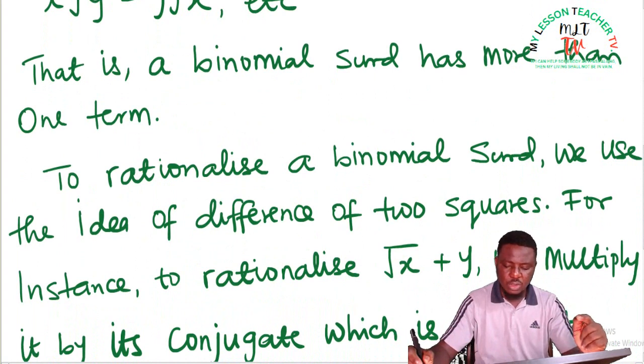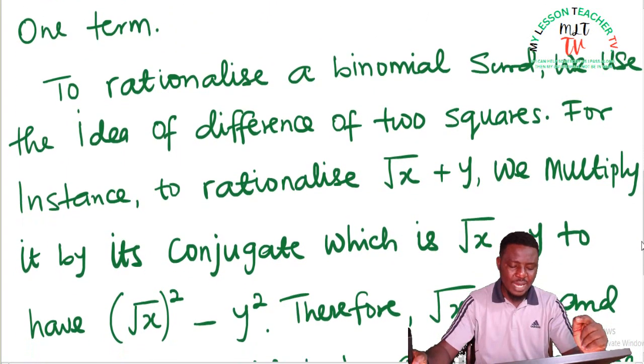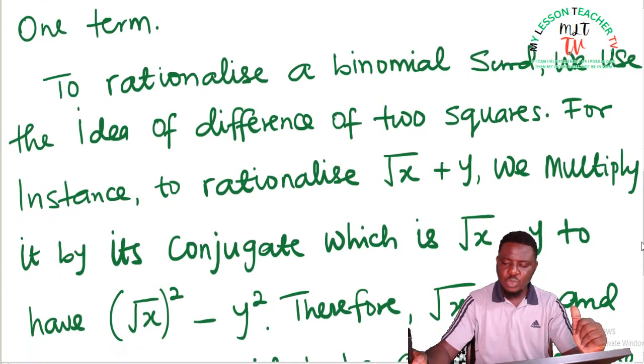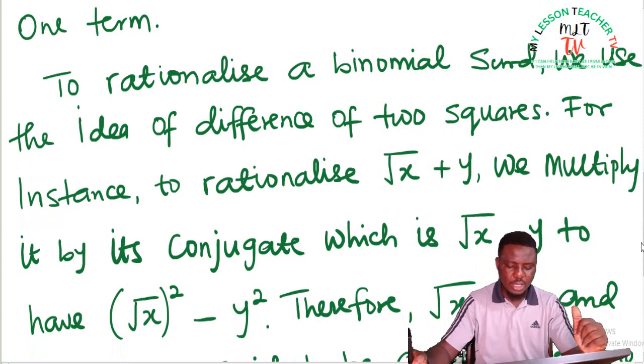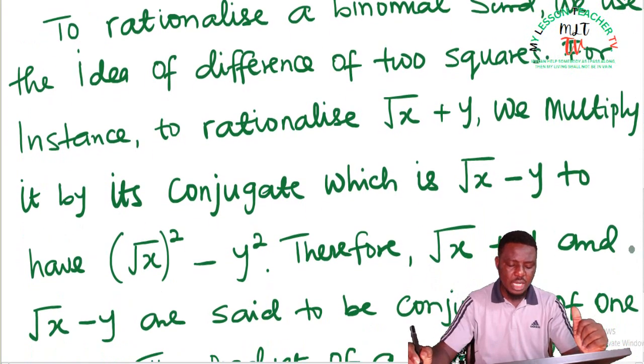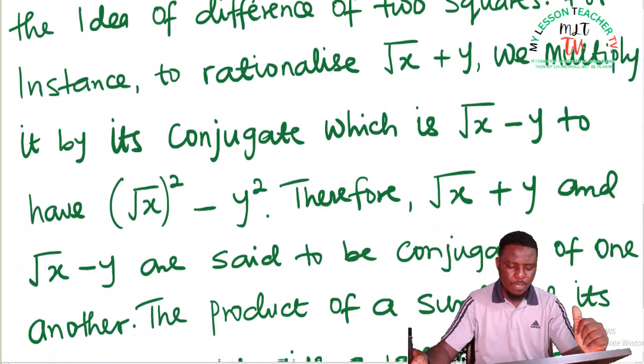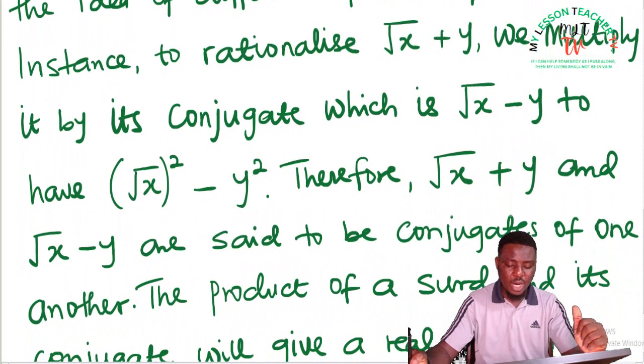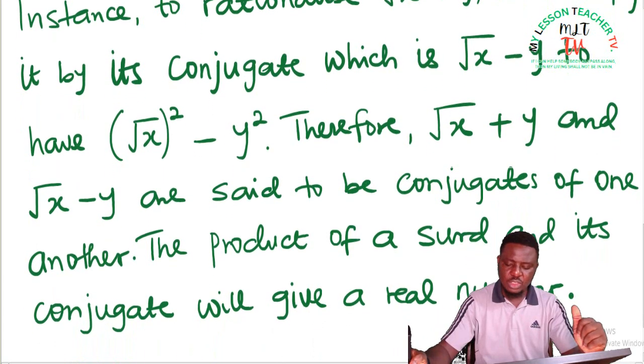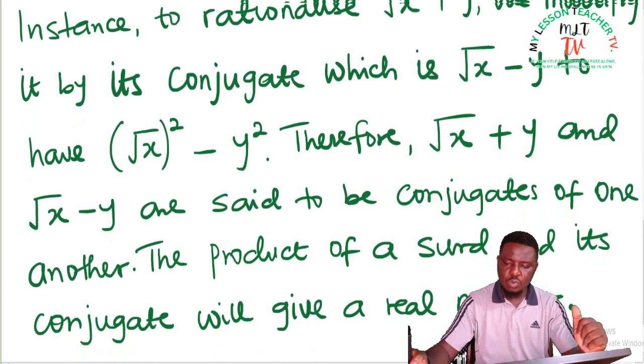For instance, to rationalize √x + y, we multiply it by its conjugate, which is √x − y, to have (√x)² − y². Therefore, √x + y and √x − y are said to be conjugates of one another. The product of a SURD and its conjugate will give a real number.